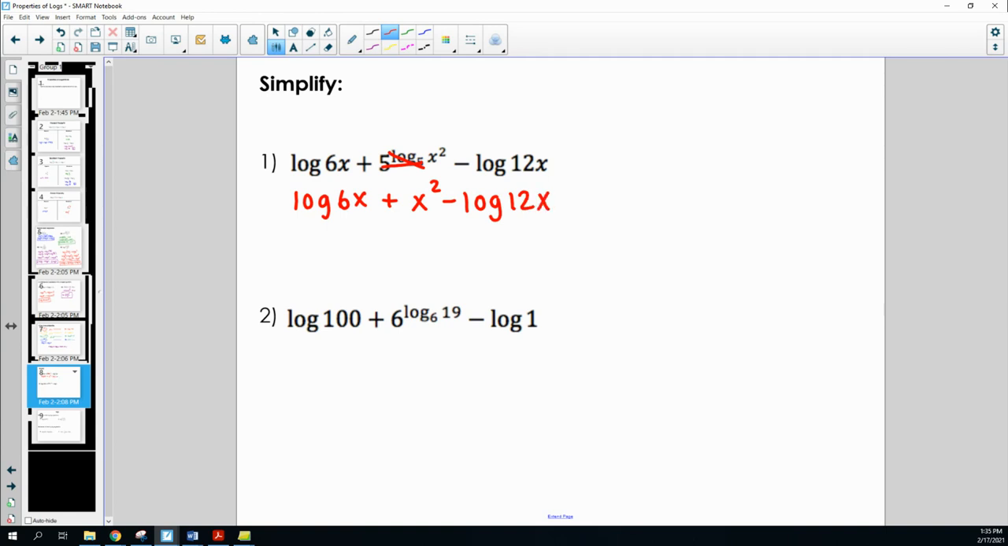So using my other properties of the quotient, the product, and the power, these two, because they are logs, we can actually condense together. The x squared, since there is no log attached to it, we can't do anything with that. The log 6x is positive, the log 12x is negative, so that means I'm going to use division. So this would be log of 6x over 12x plus x squared, because that's separate. And I can simplify 6x over 12x, and that's just going to be a half. So I end up with log of 1/2 plus x squared, and this would be fully simplified.